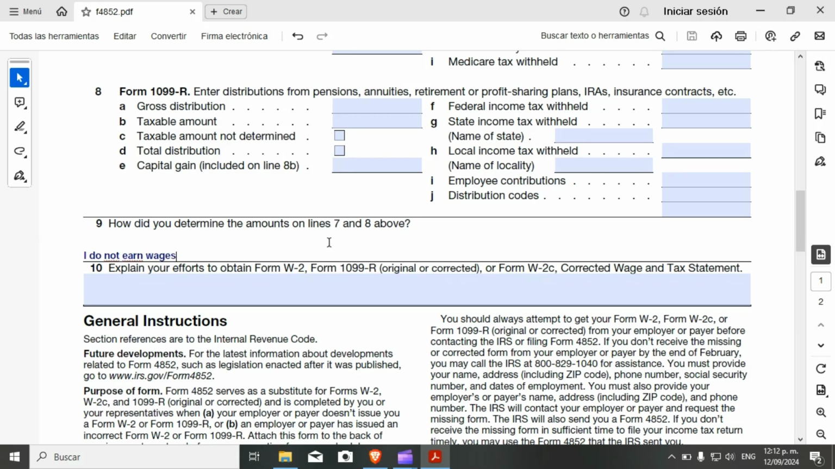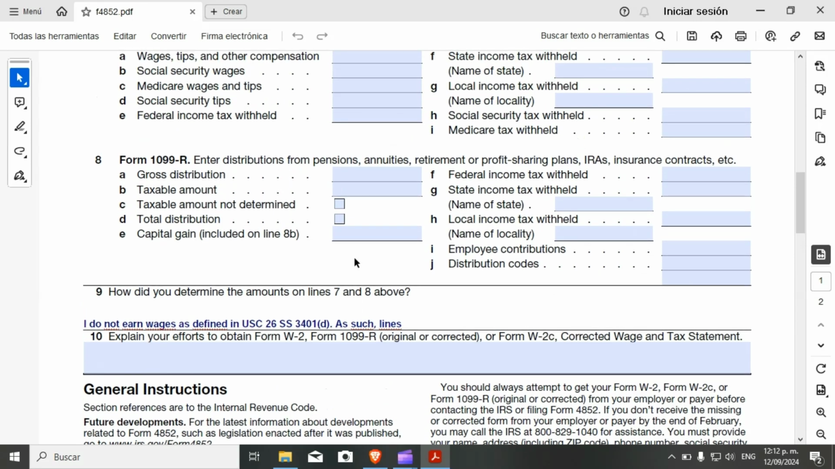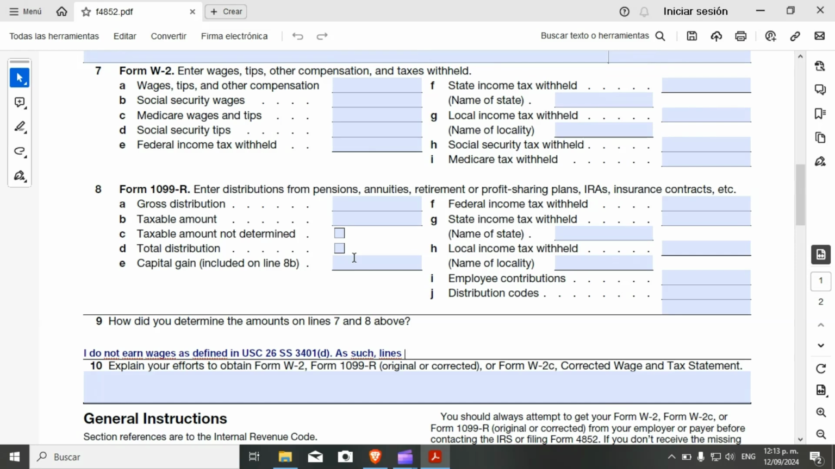I do not earn wages as defined in USC 26 subsection 3401, point D, definition D. And so then here, as such, you would come back up here, and you'd put the appropriate line, whether it's lines 7 or 8, as such, line 7 or 8 is to be returned per USC 26 subsection 3503.